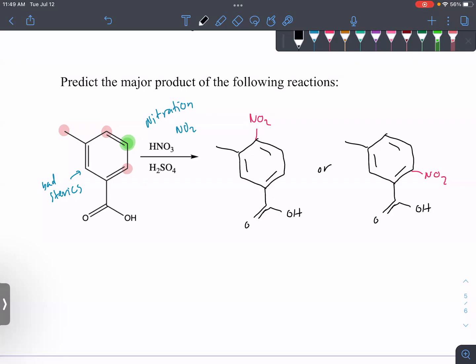Did Wes ever talk about major, minor, or does he not care? Okay, good. So in this case, the first product would probably be a bit more major because of sterics, but functionally the same amount, I guess.